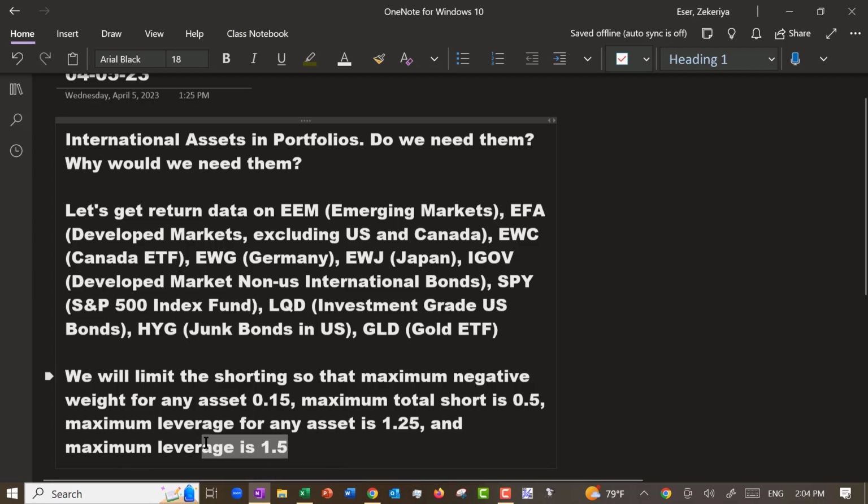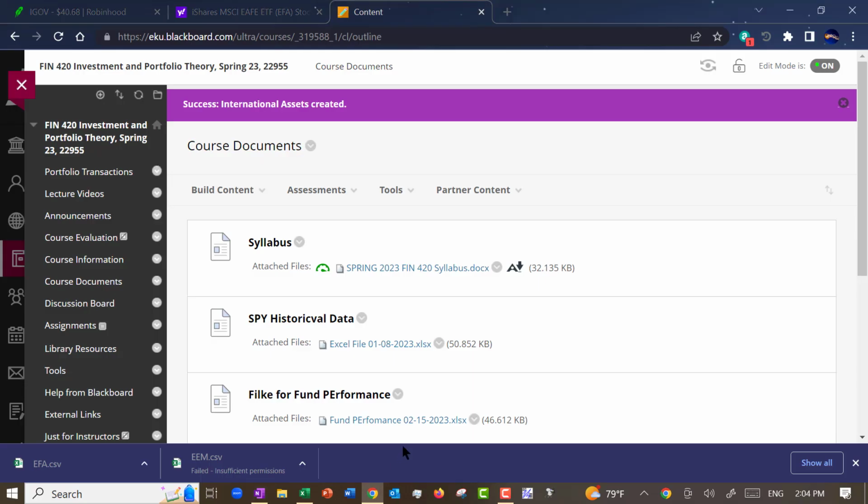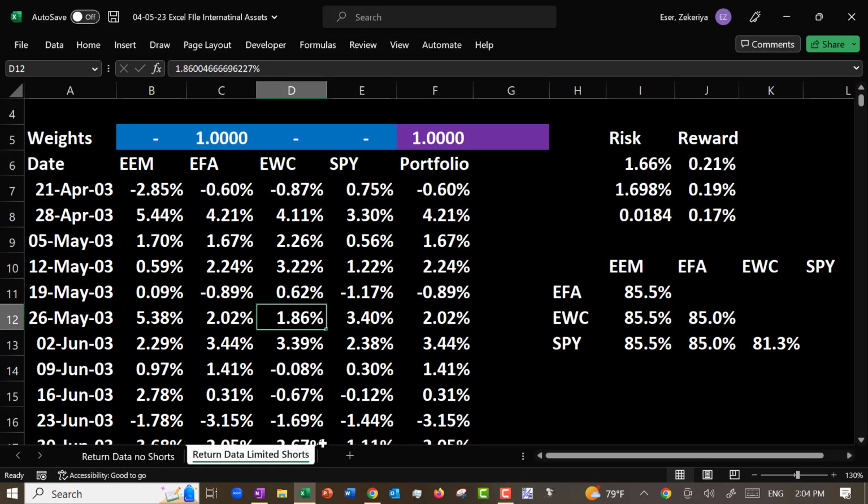This means the sum of the negative weights can be at most negative 0.5. This says the sum of the positive weights can be at most 1.5. I don't want to do it too unlimited because there are limits to how much you can short things or how much you can leverage. So let's see.